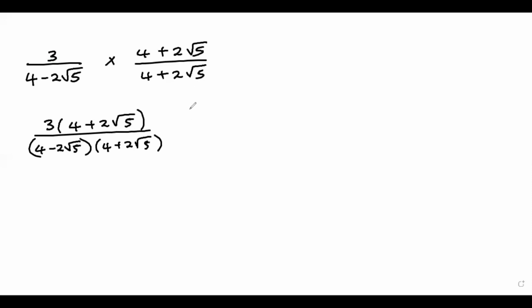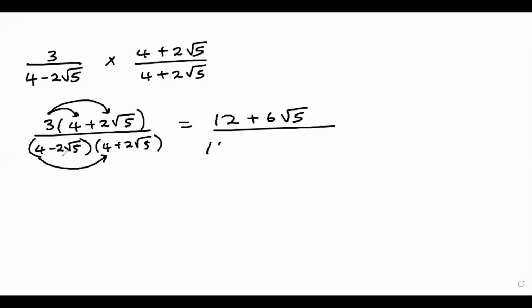So we can simplify this. So we'd have 3 times 4, that's 12. And then 3 times this one, that's plus 6 root 5. Then we have 4 fours, 16. 4 times this, that would be 8 root 5. Then we'd have this times the 4, so it would be minus 8 root 5. And then this times this.